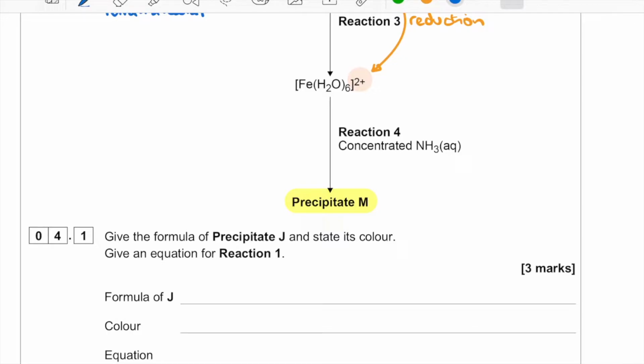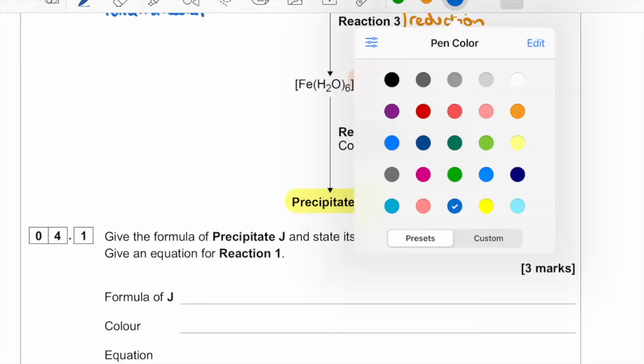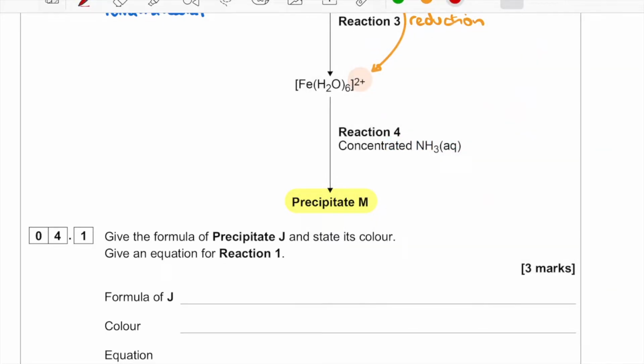So for every H plus that is released, we are left with an OH minus in the metal complex ion. And if we've released 3 H plus ions, then we must have 3 OH minus ions. So our formula here is going to be FeOH3, and then we've got to still have 3 water ligands. That will also be 3.